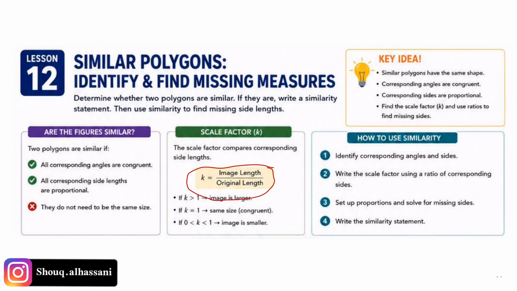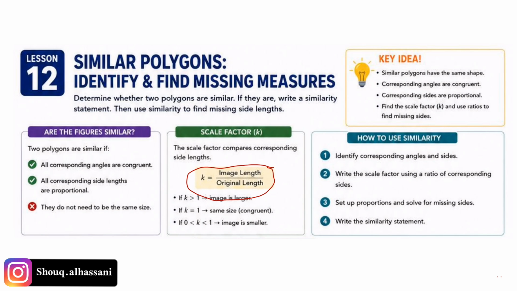To solve for a missing side, follow these four steps. Match the corresponding angles and sides between the two figures. Calculate the scale factor using the sides you already know. Set up a proportion using that ratio to find the missing side length. Finally, write the similarity statement to show the relationship between the two polygons.